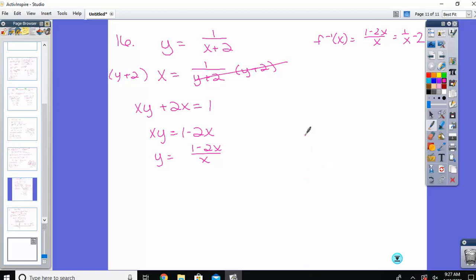Then I asked for domain and range. We know that the domain of the function is the same as the range in the inverse. If I look at the original function, what can x not be? Can't be -2. So my domain would be -infinity to -2, union -2 to infinity. The range of the function is the same as the domain of the inverse. So you look at the inverse, what can x not be? 0. So -infinity to 0, union 0 to infinity.